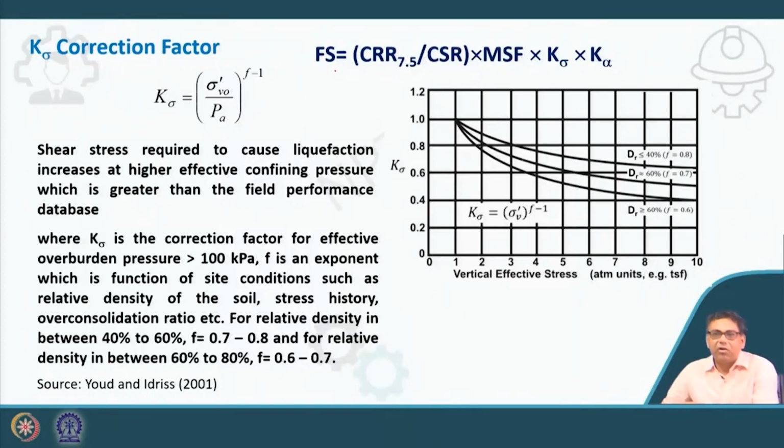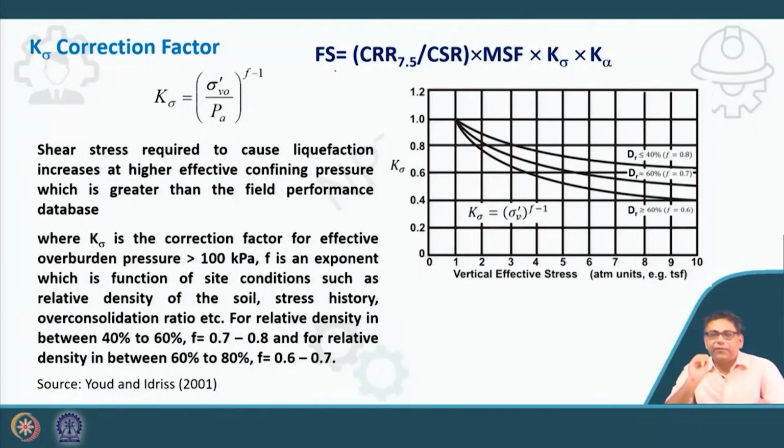Actually, for higher confining pressure, the value that I am getting from all this calculation is higher. In the field it is a lower value compared to the value that I am getting. So for higher effective confining pressure or effective overburden pressure, if it is greater than 100 kPa, then these things will come into the picture.